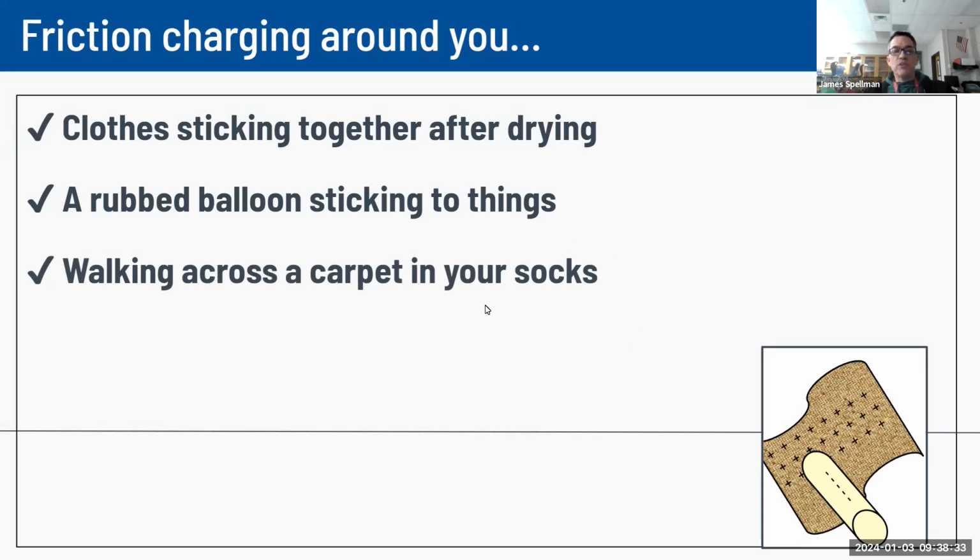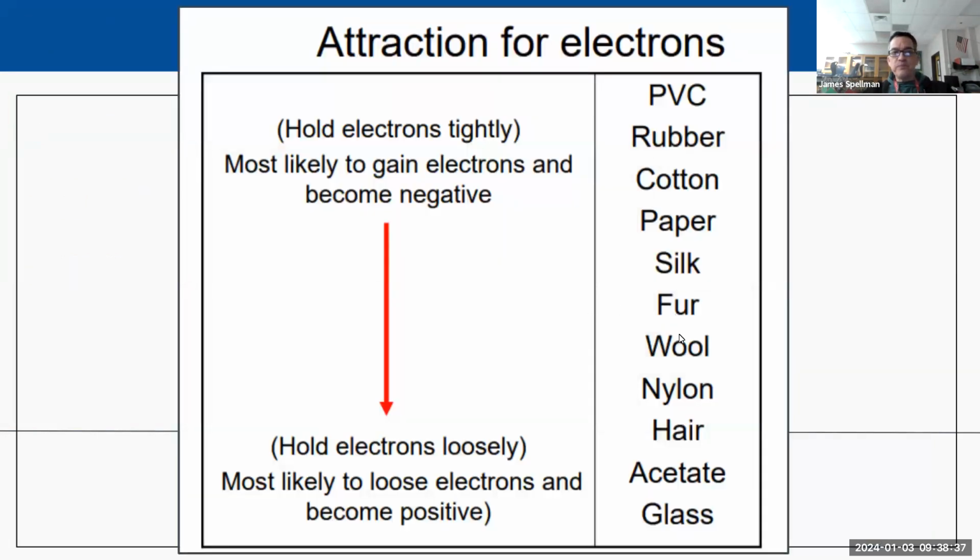But we can tend to build up static electricity in a number of different ways with this. We don't need to memorize this, but if you have a chart like this, this one says an attraction for electrons, or the affinity for electrons. At the very top, these hold electrons tightly, so they have a high affinity, like PVC. This would be like plumbing pipe.